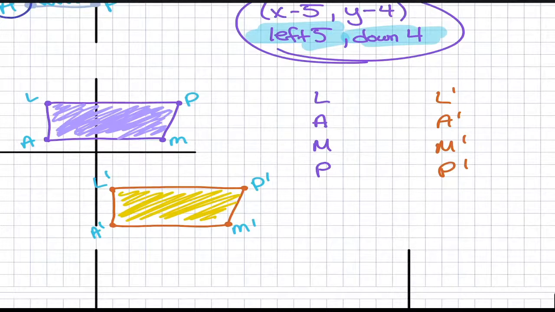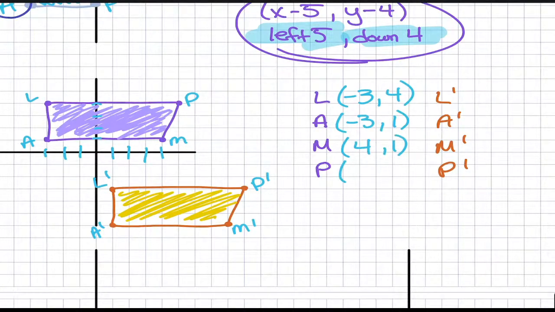Alrighty, here come the answers. If you haven't answered yet, go ahead and do it. All right, here we go. For our first point, we should go over to the left 1, 2, 3. So it should be negative 3, and then we're going to go up 1, 2, 3, 4. So this should be negative 3, 4. Then when we do A, this is going to be negative 3, and then up 1. And then for M, we're going to go 1, 2, 3, 4 to the right, and we're going to go up 1. And then for P, we're going to go to the right 4, and then we need to go up, looks like 4. Or sorry, we're not going to go to the right 4, my bad. We're going to go to the right 5, because this is not a rectangle.